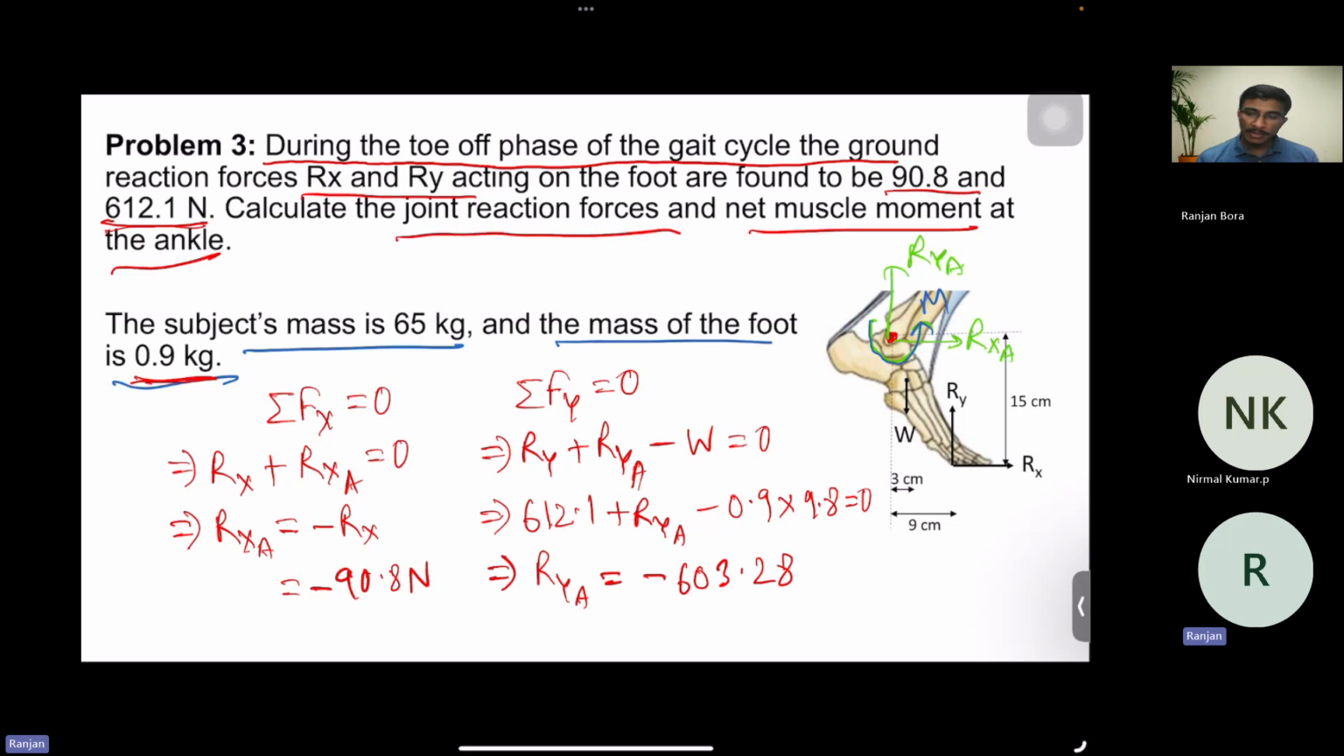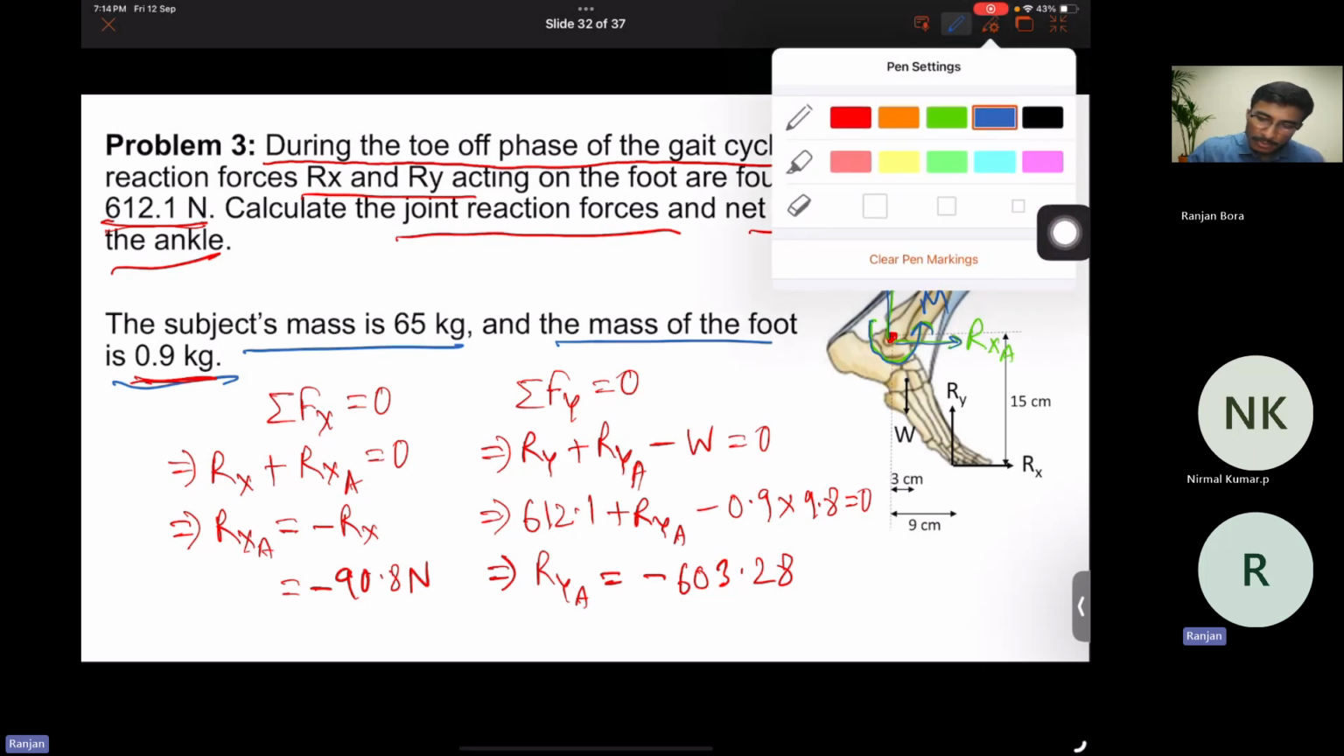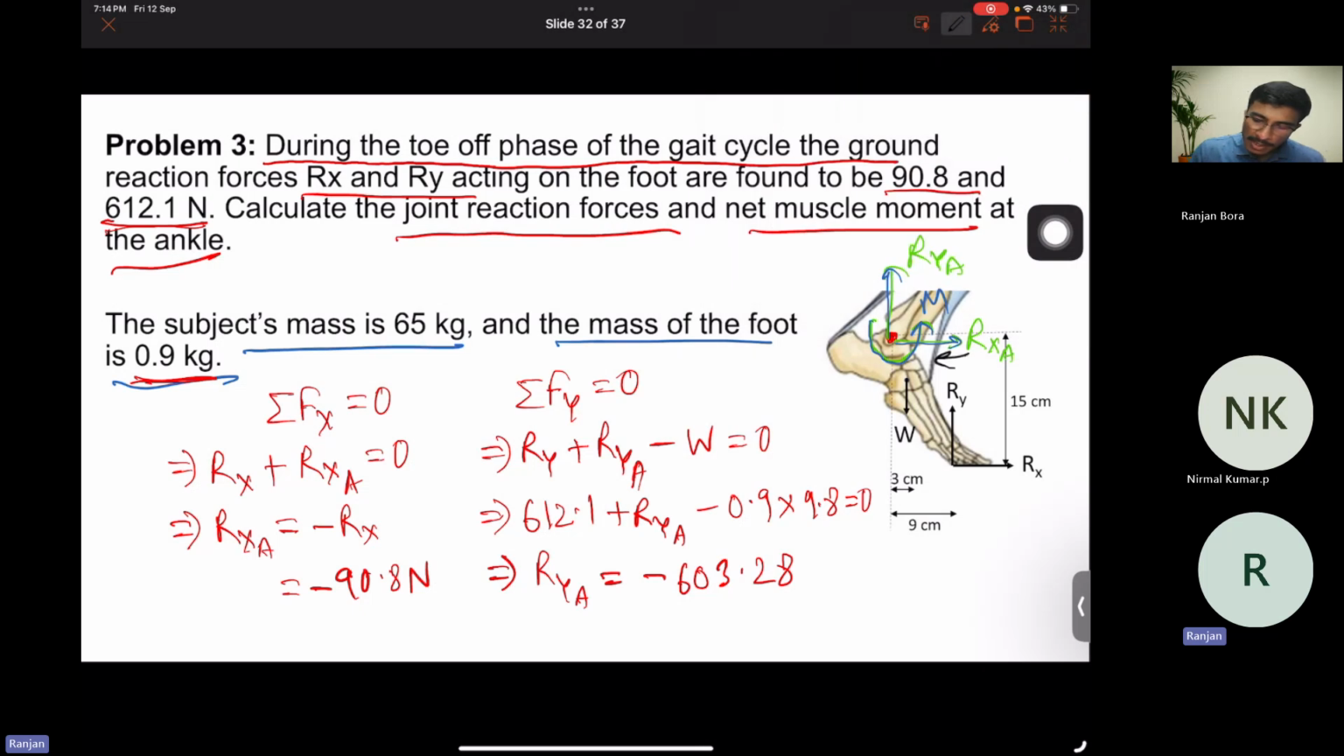So we have found out the reaction forces at the ankle joint. And the reason we are getting the answer as minus is that previously we assumed the reaction force direction would be in the positive x and positive y direction, but we have found that the direction should be opposite. So the actual direction is in the negative x direction and the negative y direction. Okay, we have found out the joint reaction forces.